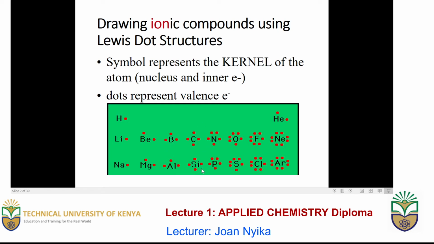Carbon and silicon have 4. Nitrogen has 5, while oxygen and sulfur have 6. Fluorine and chlorine have 7, while helium, neon, and argon have 8. And this is the category we said are the noble gases. They are stable. They have already gained their octet, or duet state in the case of helium.